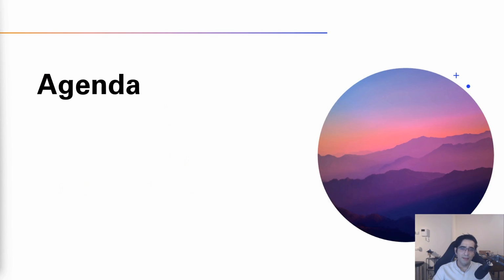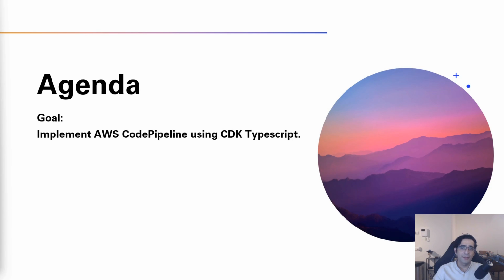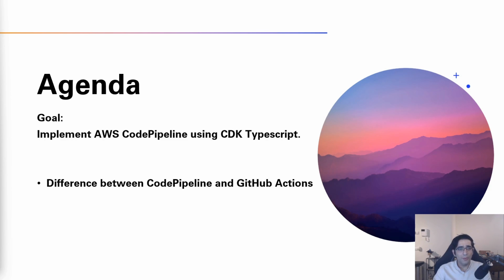Let's have a look at the agenda in this video. The goal in this video is to implement an AWS CodePipeline using CDK TypeScript. Before we do that, we will have a look at the differences between the CodePipeline and the GitHub Actions, which we implemented in the last episode.